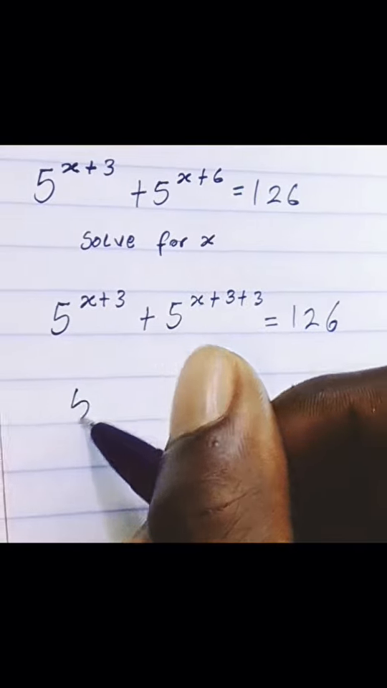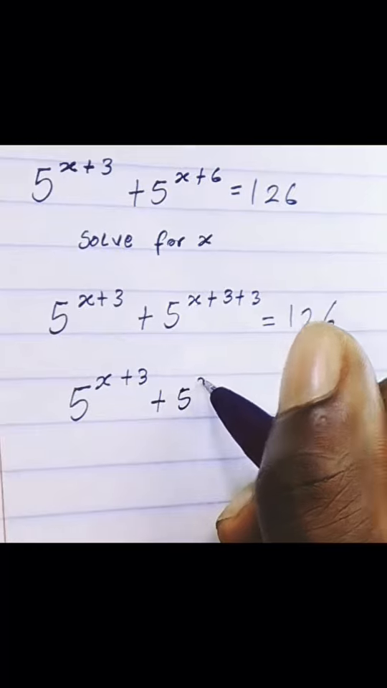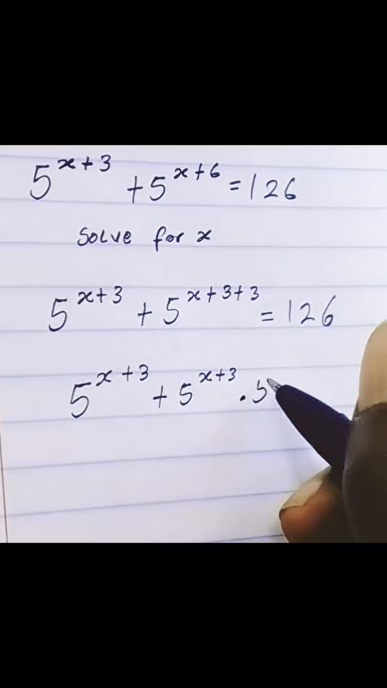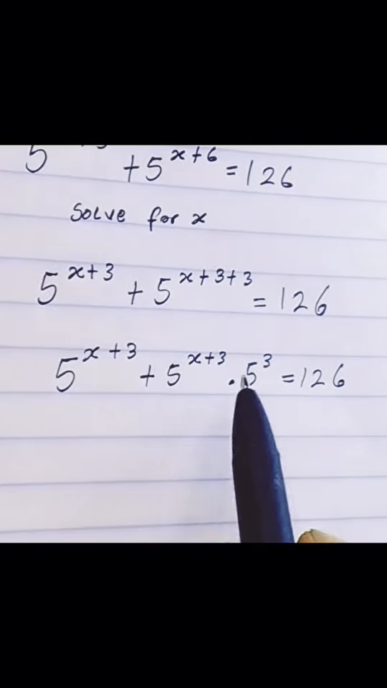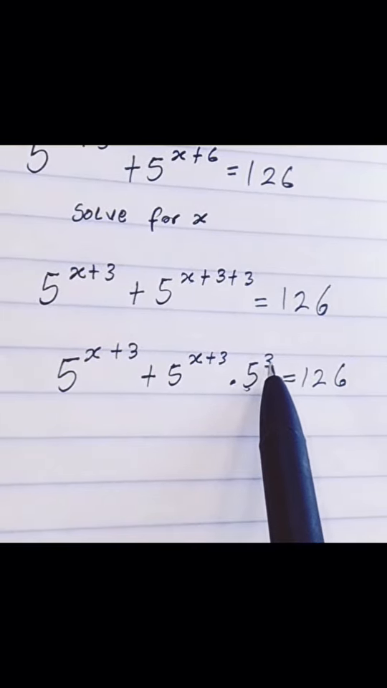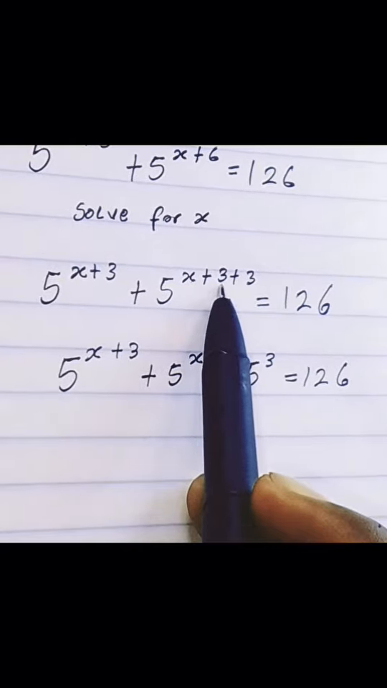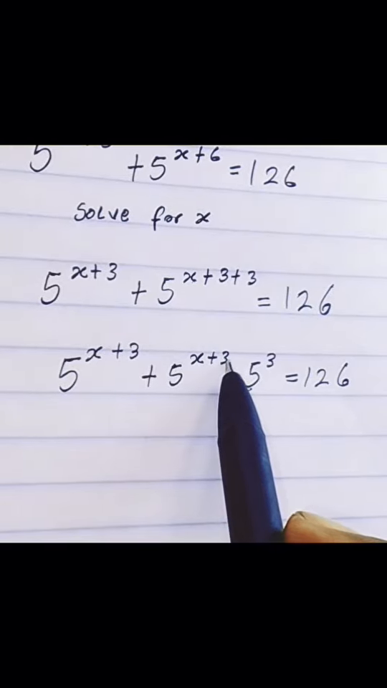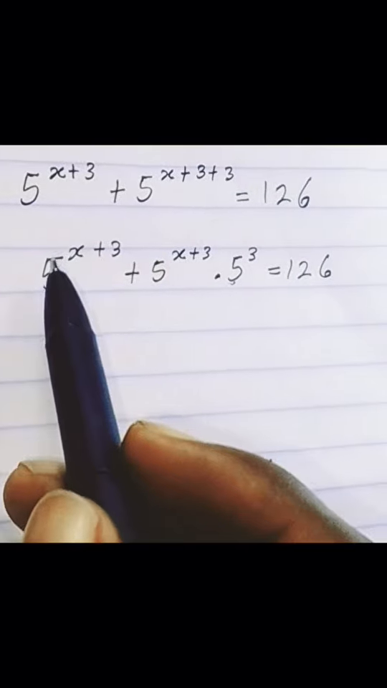I have 5 to the power x plus 3, now plus 5 to the power x plus 3, using this rule, I can write this as times 5 to the power 3, equal to 126. Now let me tell you what I did here. I can split it out like this because of the law of indices: when we have the same base with a power, I can simply add the powers together. So when I join it back, I will have 5 to the power x plus 3 plus another 3. It's a law in indices.